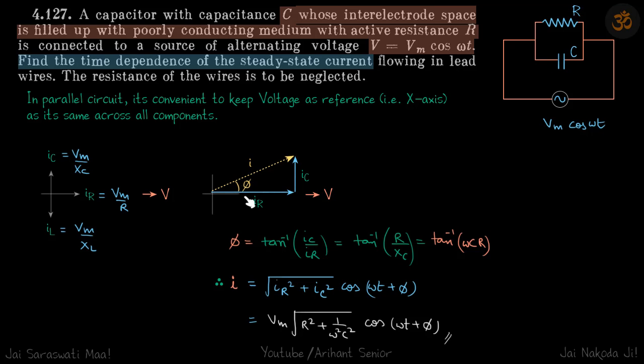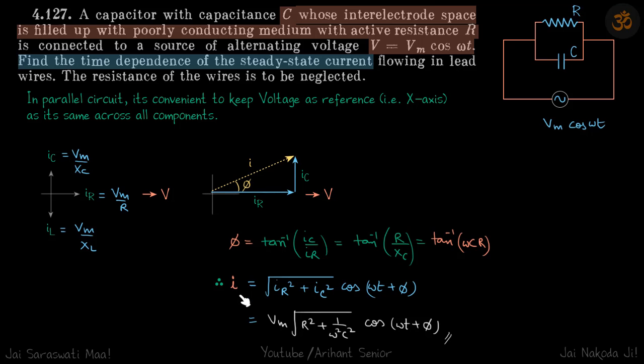The value of phi will be tan inverse IC by IR. And IC is Vm by Xc and IR is Vm by R. So this becomes R by Xc. Xc will be 1 by omega C. So this is tan inverse omega CR. So current leads the voltage by tan inverse omega CR.